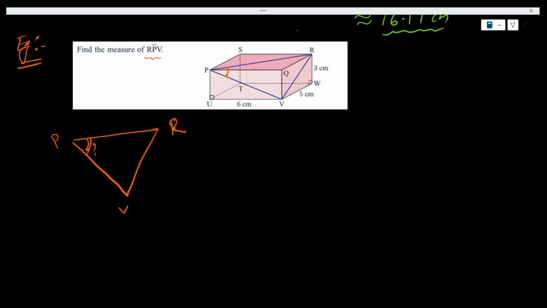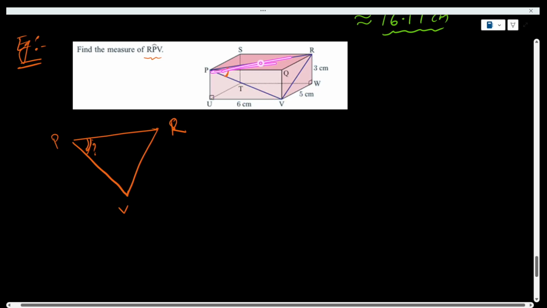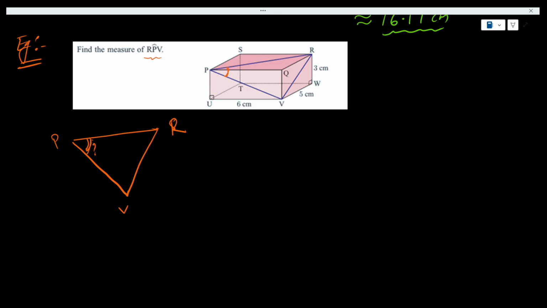So what I'll do here: if you are taking PV length, I can consider the front face to calculate RV length. I can take this using Pythagoras. To find out the PR, I am going to consider this length and this length. So let us start here one by one. First, PV length is the hypotenuse, opposite to the U angle, which is 90 degrees, PUV, right?